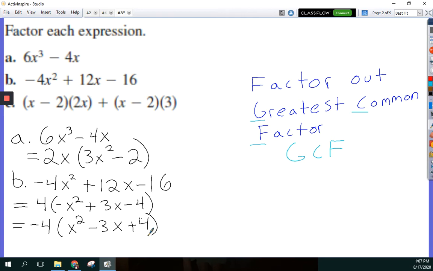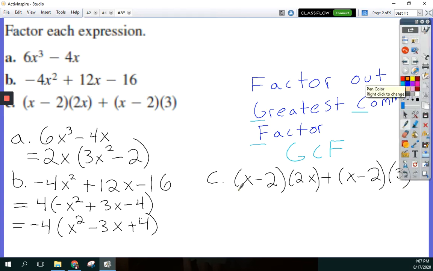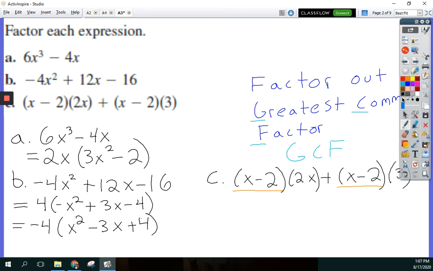In our last example for this page, we have x minus 2 times 2x plus x minus 2 times 3. So notice that this time my 2 terms, so remember terms are separated by addition or subtraction. We have 2 terms, and within those terms, they do have a common factor of x minus 2. So in this case, our greatest common factor is an expression, not just a single term this time.